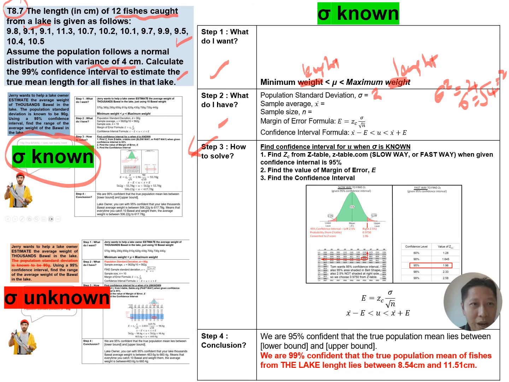Sample average, do we have it? Indirectly, yes. Take some effort: sum up all the lengths, divide by 12. So we can get our average equals 10.03 cm. Sample size, 12 fishes.